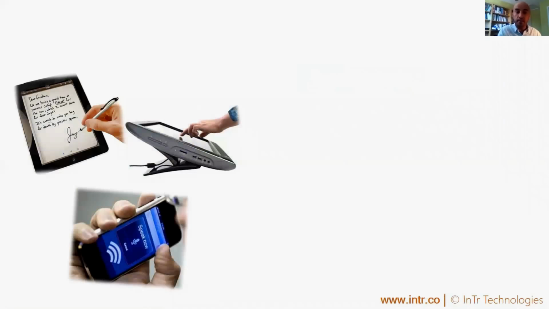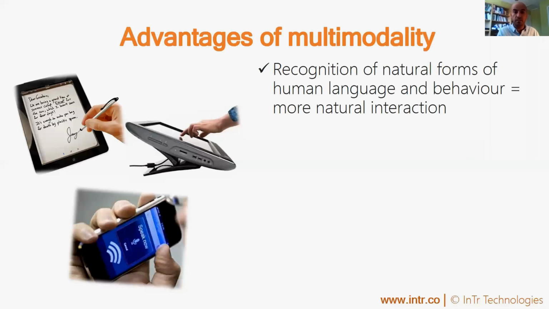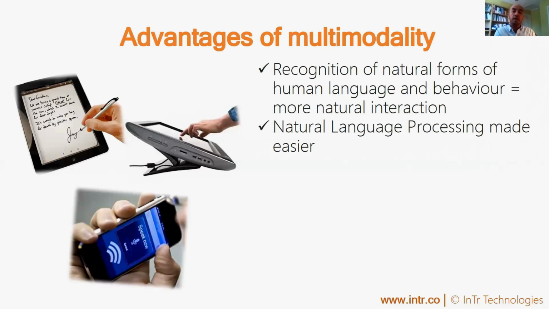And today, the best examples that we have, the multimodal devices that everybody has access to, are tablets, touchscreen computers, and mobile phones, smartphones. So the advantages of multimodal interaction, and what we expect from multimodal systems for translation and therefore interactive translation dictation, is the recognition of natural forms of human language and behavior. Natural language processing is easier for the system.